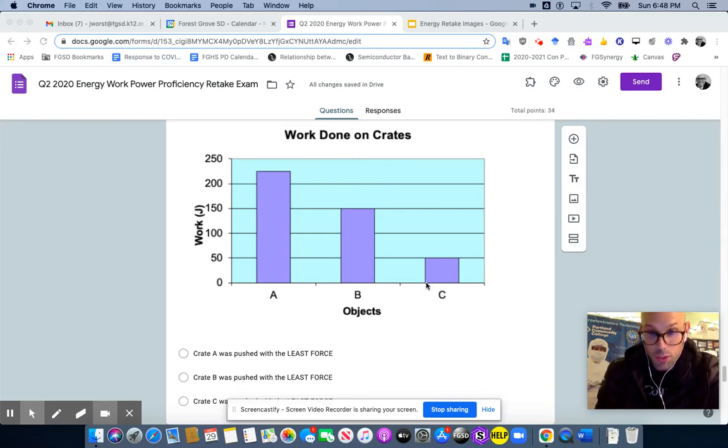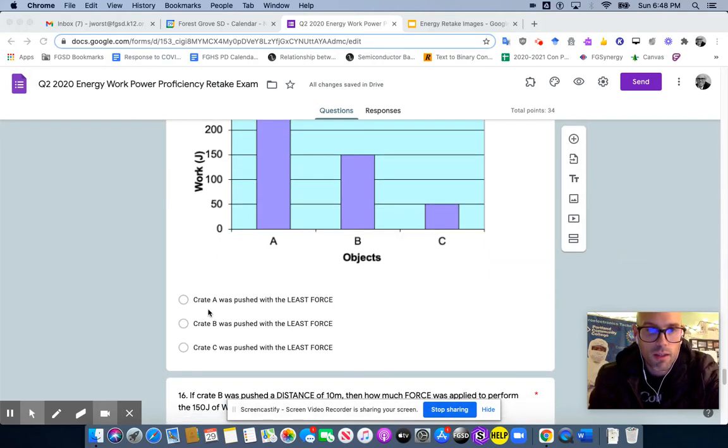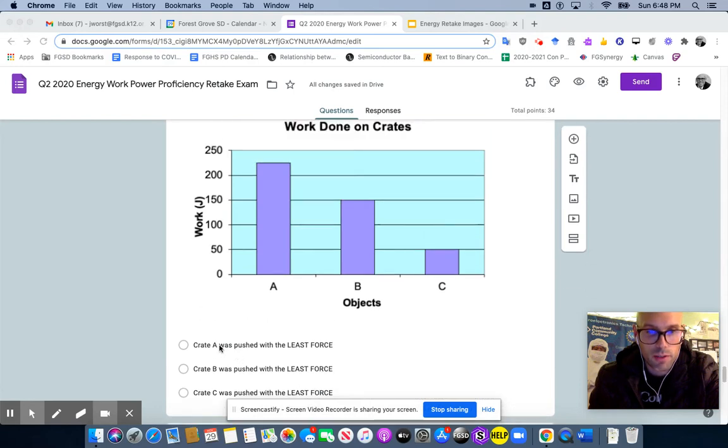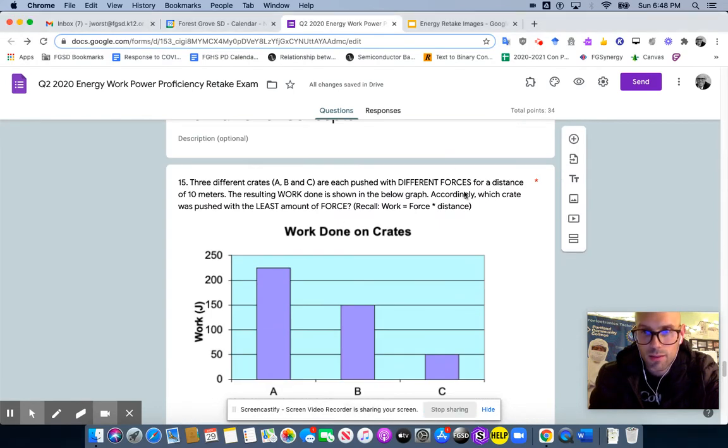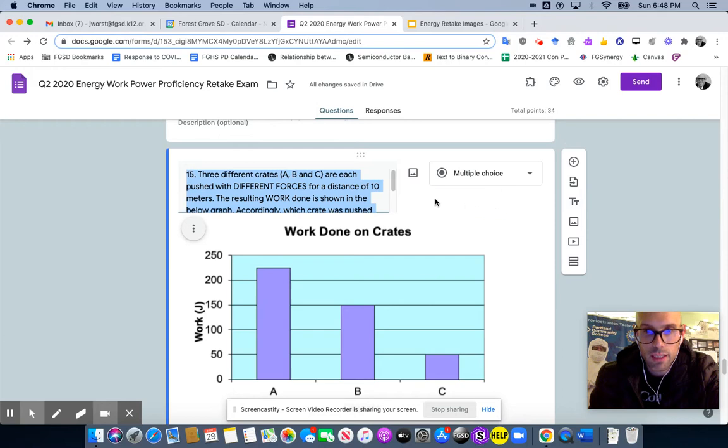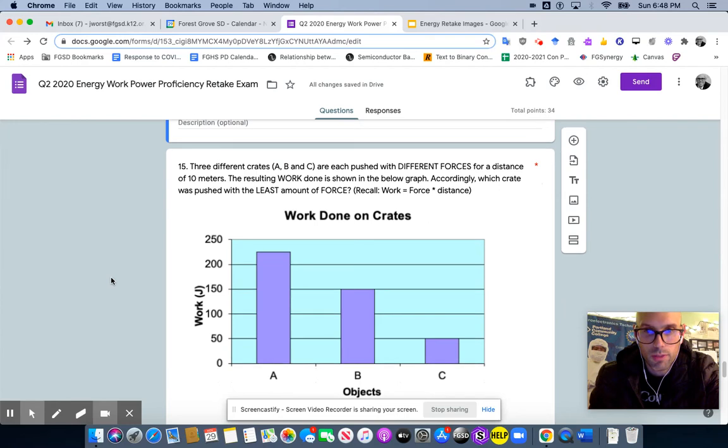And the work done to push, or when pushing crate C, was 50 joules of work. Okay. We're going to ask some questions down here, like first question. I want to show you the answer. Okay, didn't show you the answer. Whew, that was close. Accordingly, which crate was pushed with the least amount of force?